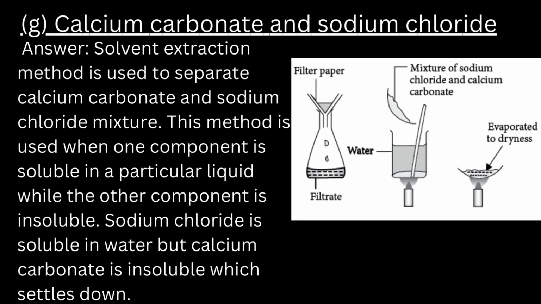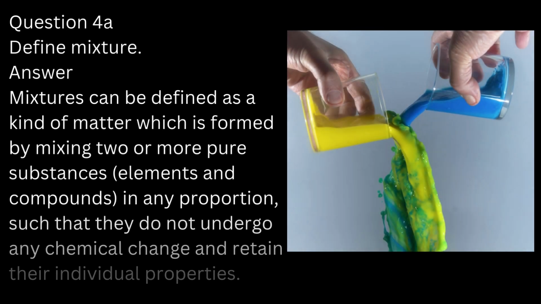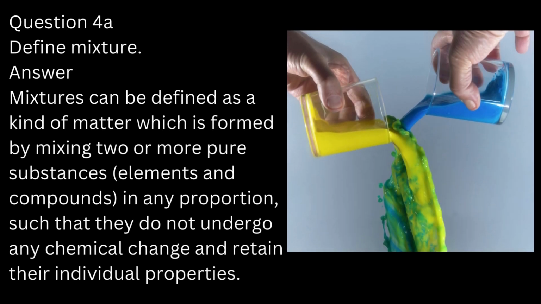G. Calcium carbonate and sodium chloride. Answer. Solvent extraction method is used to separate the calcium carbonate and sodium chloride mixture. This method is used when one component is soluble in a particular liquid while the other component is insoluble. Sodium chloride is soluble in water, but calcium carbonate is insoluble, which settles down.